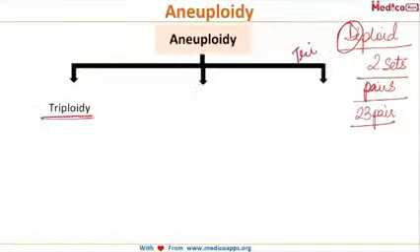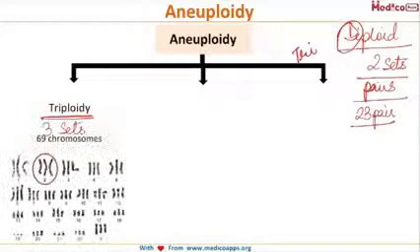So this is the first type of aneuploidy, triploidy. All the chromosomes are present in 3 sets, and you can see this in this picture. There are 3 sets of all the chromosomes. So the total number of chromosomes will be 23 into 3, and that is 69 chromosomes.